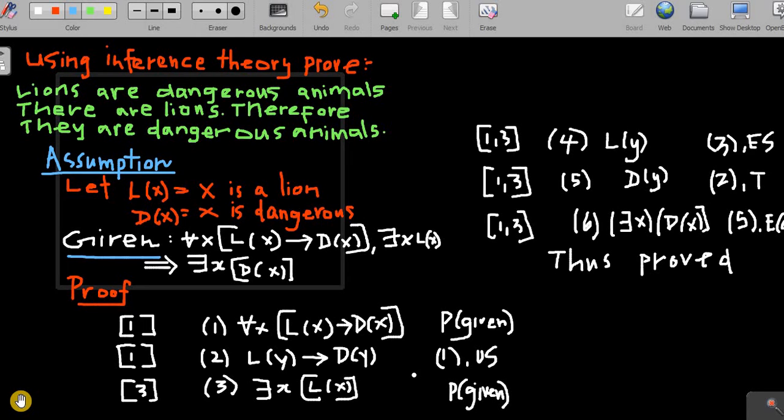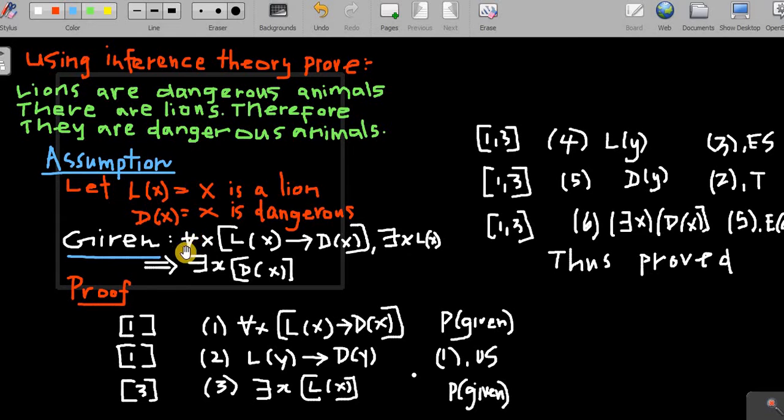There are dangerous animals. This is the argument, a logical argument. Lions are dangerous animals. There are lions, therefore there are dangerous animals. Well, our proof starts with an assumption or the logical notation. So the given lines can be transformed into predicates, and then we can apply the quantifiers.